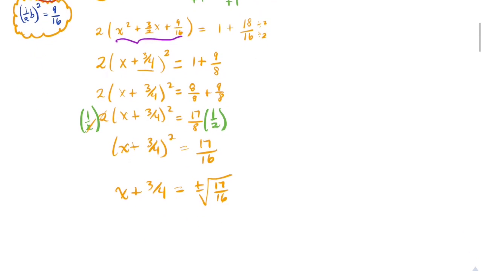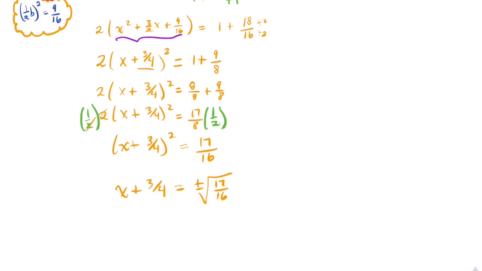Now remember your radical rules. You can break this radical into plus or minus square root of 17 over square root of 16. And we know what that is, right? That's plus or minus square root of 17 all over 4. And so we have x plus 3 over 4 equals plus or minus square root of 17 all over 4.